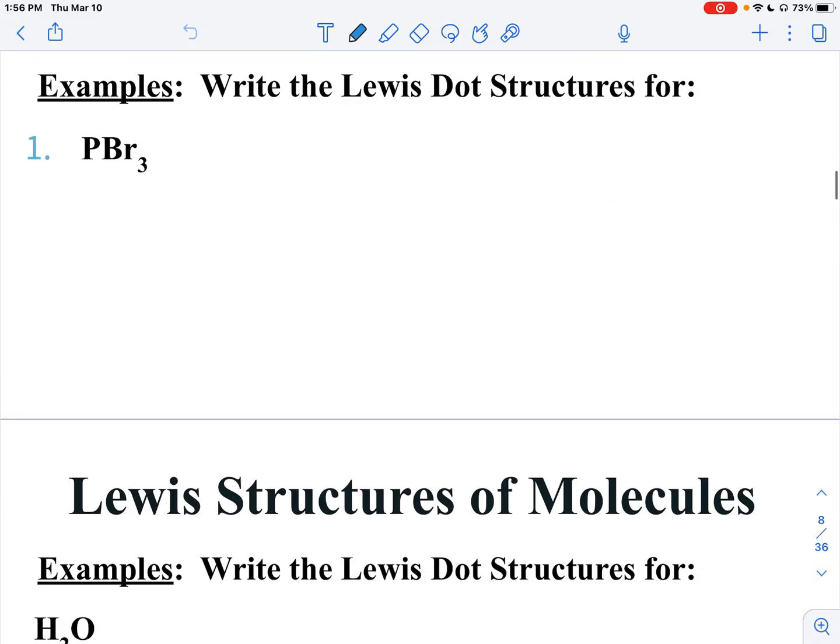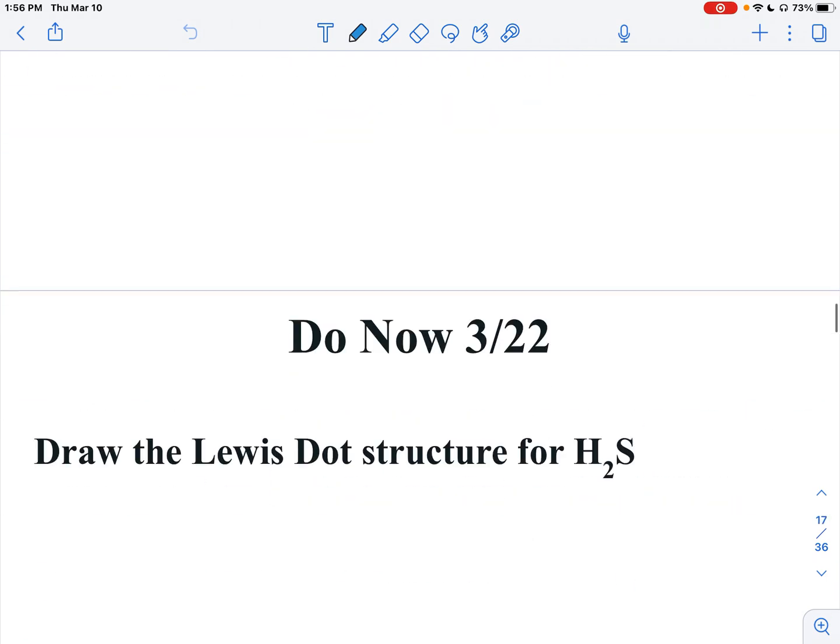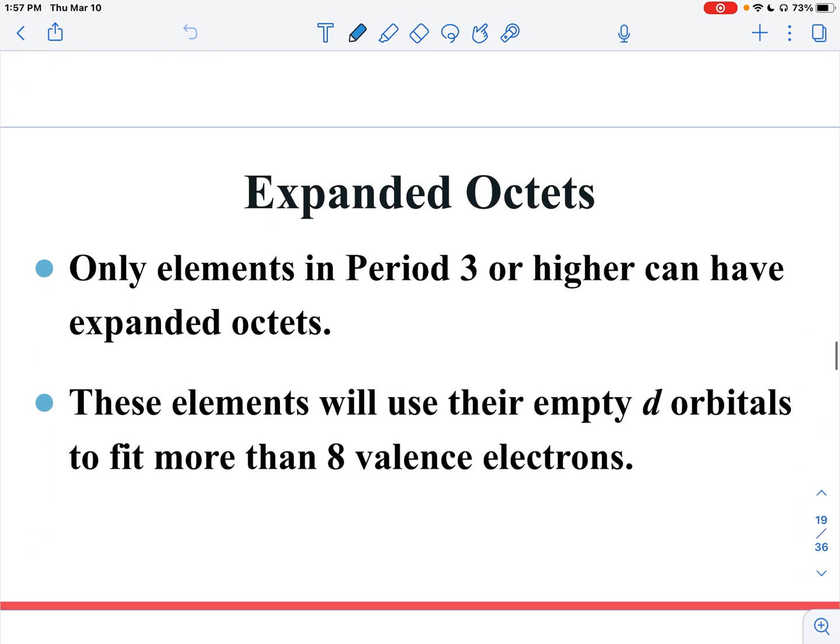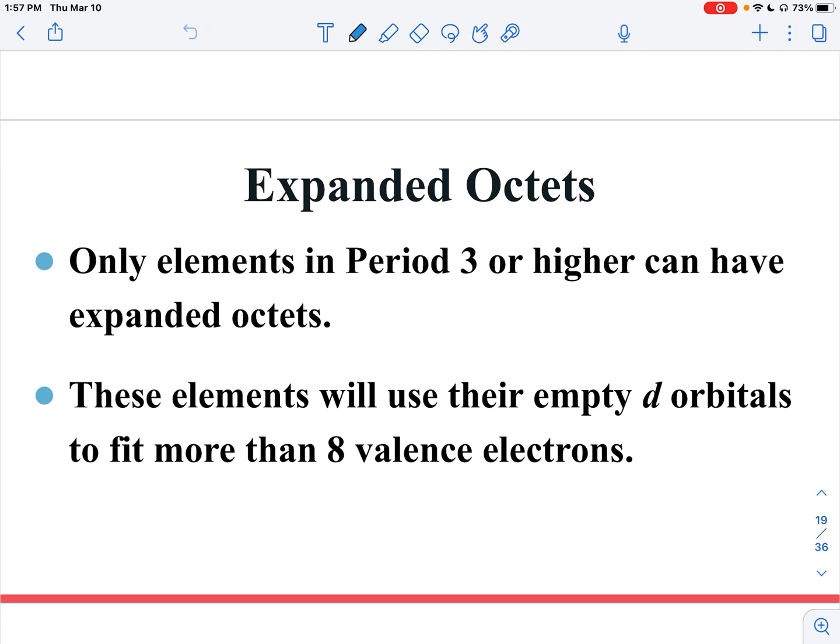In this video, we're going to take the Lewis structures that we did in the last video and just do a little bit more with them. The last part of Lewis structures that you'll be responsible for in this class is something called an expanded octet. Only elements in period 3 or higher can have expanded octets. If it's in period 1 or 2, it cannot have it because those elements do not have d orbitals. So elements with empty d orbitals, our non-metals in period 3 or higher, fit that bill, and can fit more than 8 electrons.